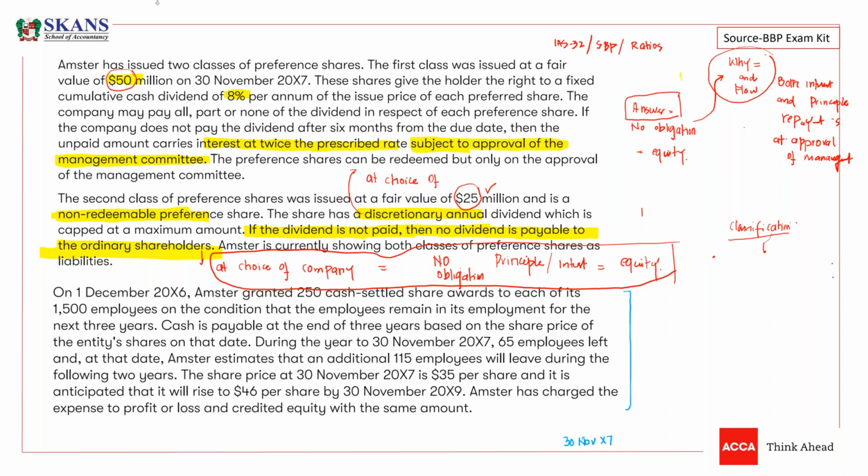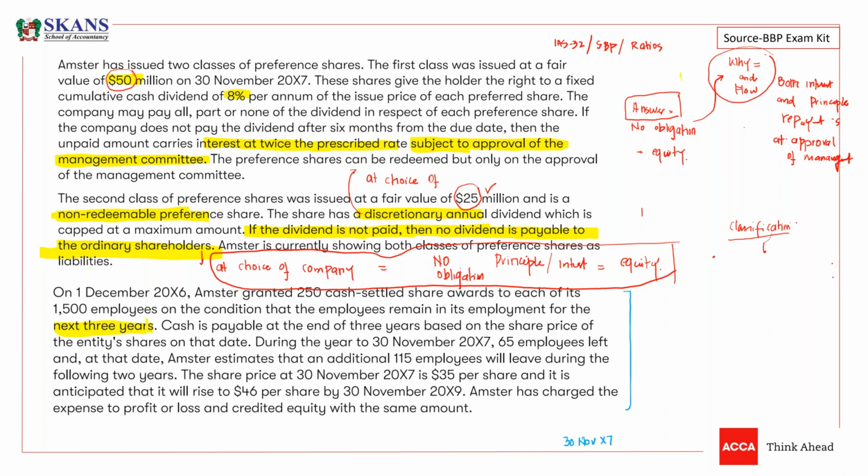Okay, let's understand now. On 1st December 2006, Amster granted 250 cash settled share awards. Cash settled share awards means cash settled share based payments. We're talking about appreciation rights. 250 cash settled awards to each of its 1,500 employees on the condition that the employees remain in its employment for the next 3 years. So employees have to work for the next 3 years. What does it mean, guys? There is a condition period of 3 years.